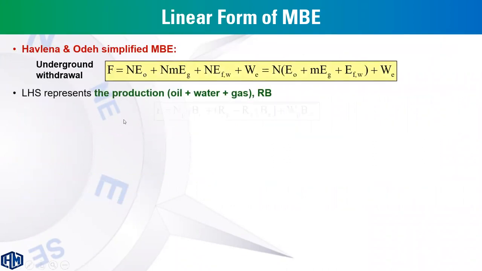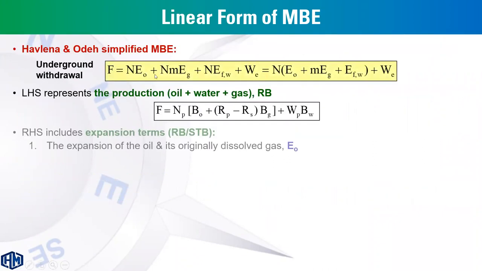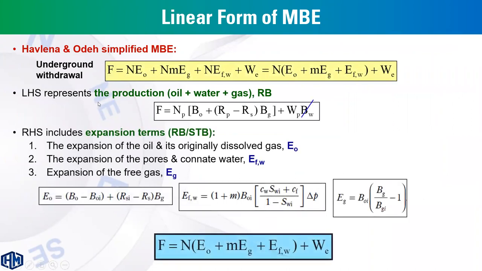So if we consider this form, the left-hand side is F, or underground withdrawal, which simply represents the total production in units of reservoir barrel. So it is Np, which is cumulative oil production, multiplied by the Bo parameter to convert to reservoir condition, and they consider the free gas production, and we can consider water production. But the right-hand side is simply the expansion term.